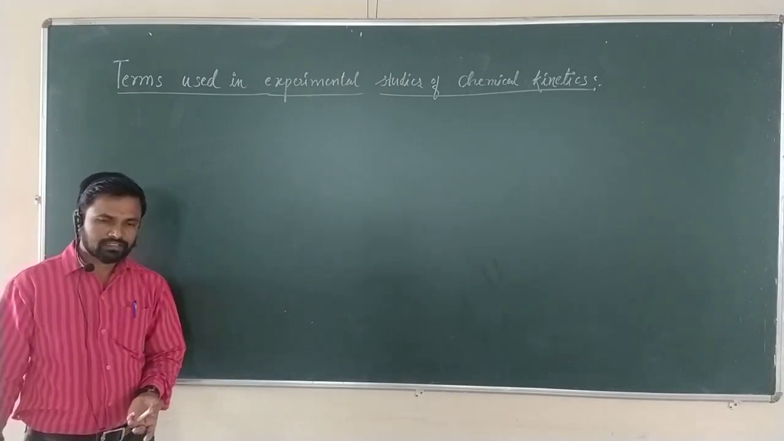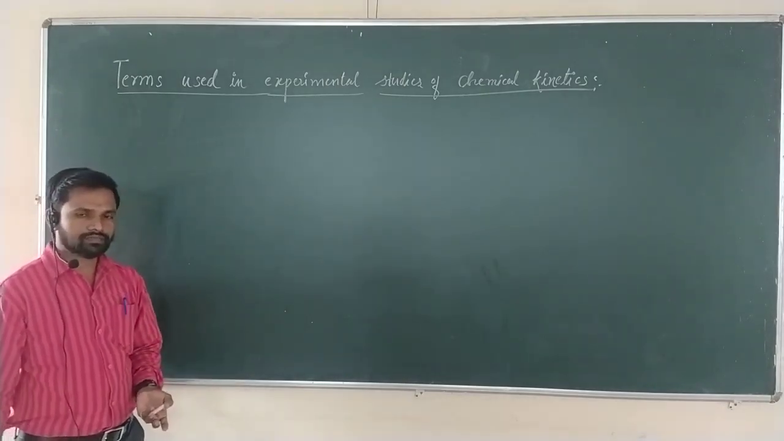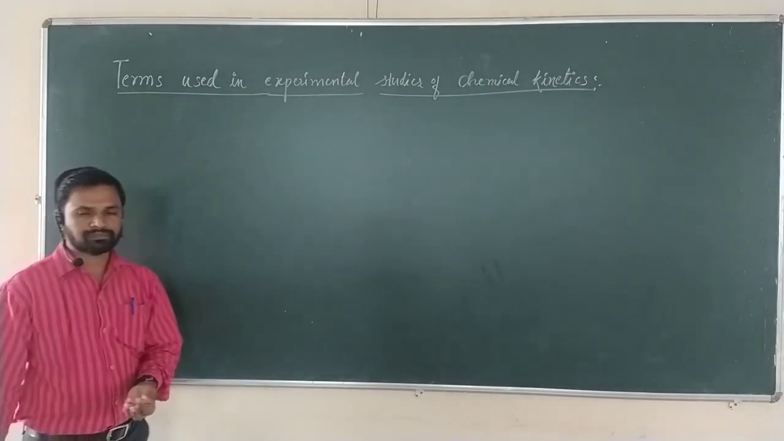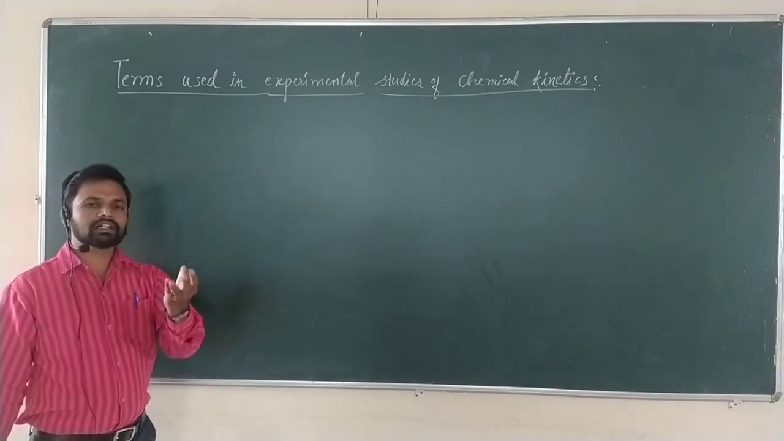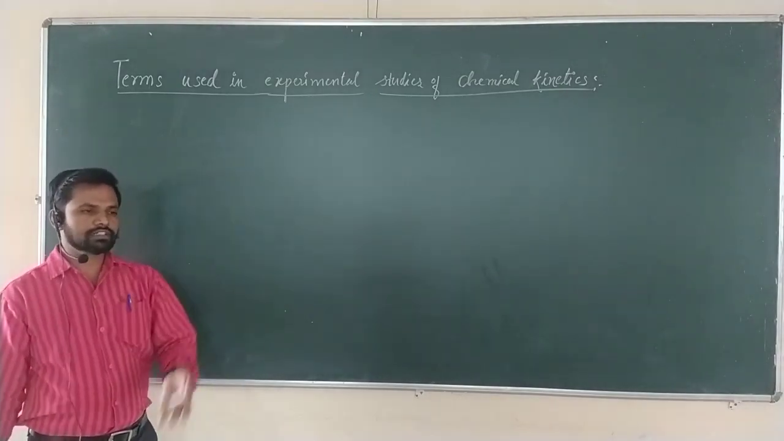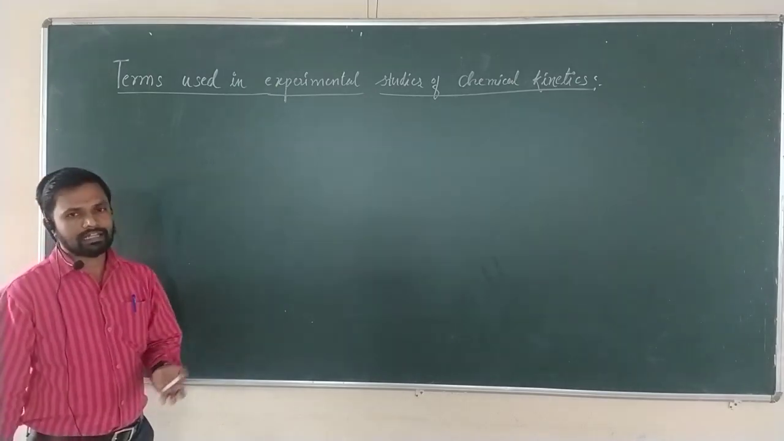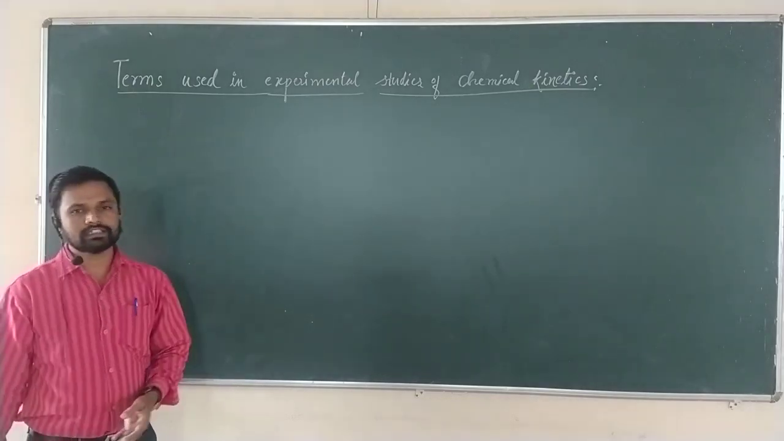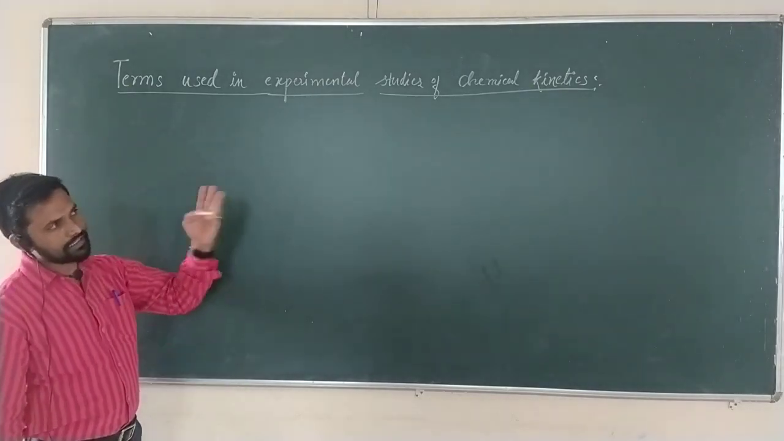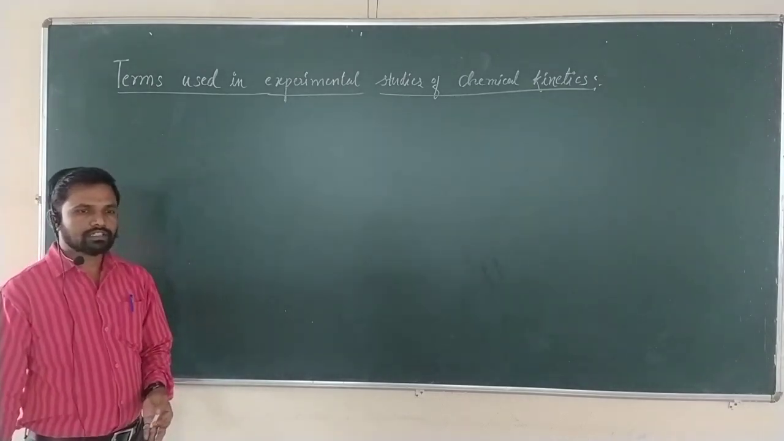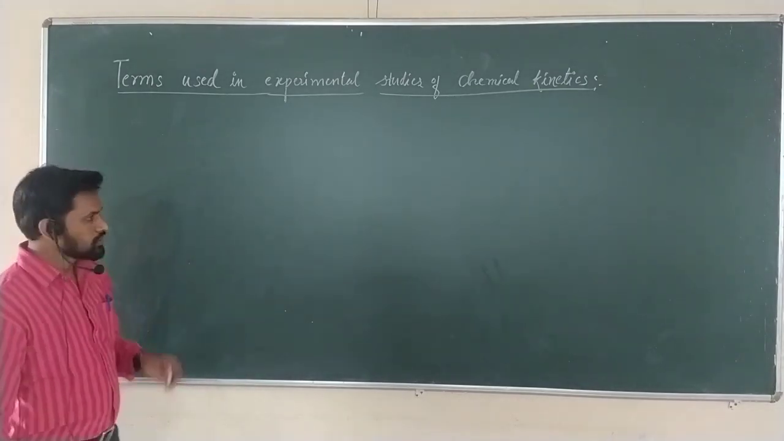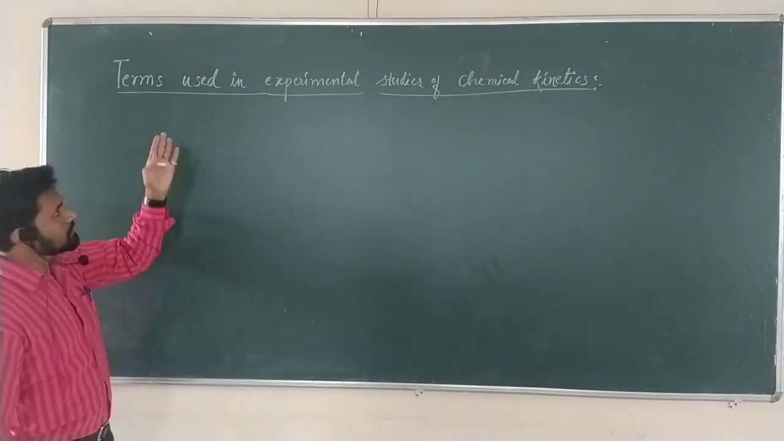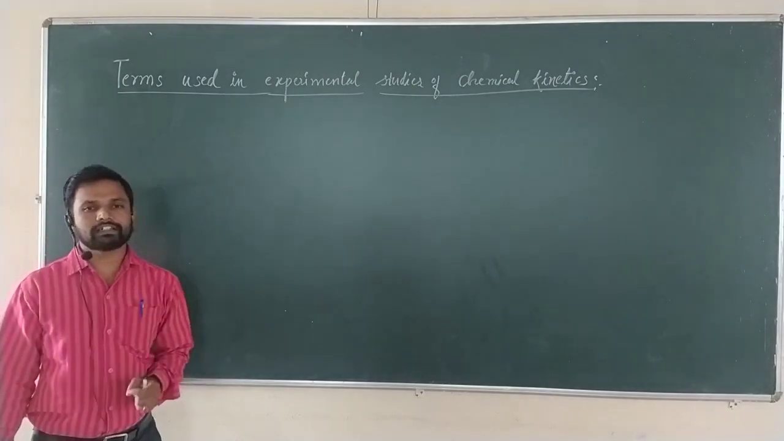In the physical methods, there are different methods. We can say the electrical method, the conductometer method, and the optical rotation method. By using these instruments, we can study the chemical kinetics of that particular reaction. Whenever you study the kinetics of a chemical reaction with the chemical method, you require certain titrations. Here we are going to study the terms used in the experimental studies of chemical kinetics.